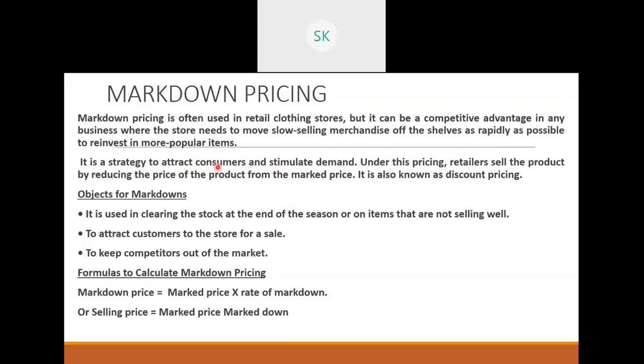So demand is increased. Under this pricing, retailers sell the product by reducing the price from the marked price. Marked price is nothing but the MRP, or the actual price of the product. It's also known as discount pricing. So they will say, this shirt is worth let's say 600 rupees. Now after discount, it is worth 350 rupees. So after discount they will say the rate. That is called markdown pricing.